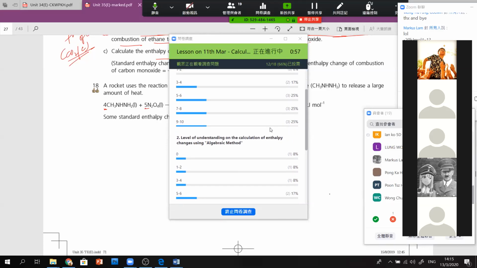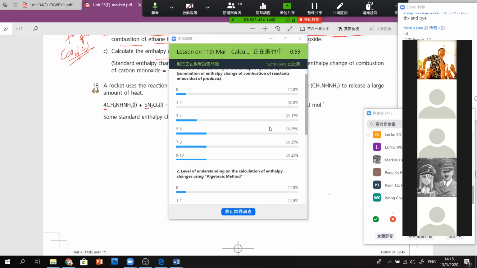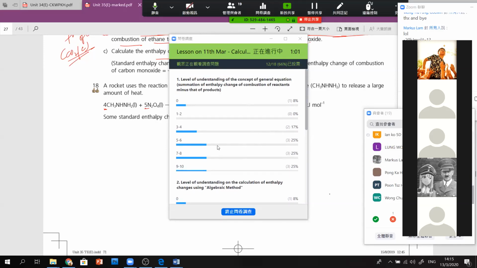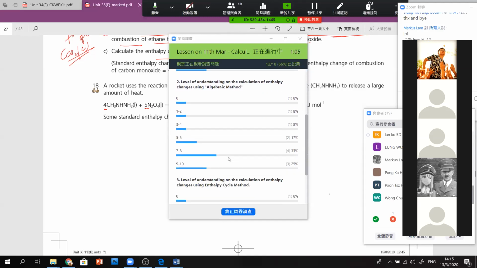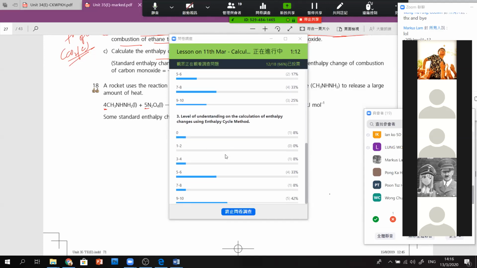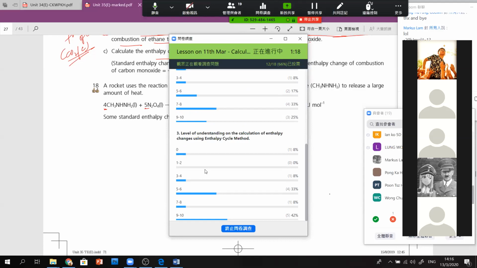Yes, we have got this. And algebraic method, using the mathematical formula, 3 to 10. Algebraic formula, 7 to 8 mainly. 9 to 10, here comes more 9 to 10. How about enthalpy cycle? Yes, the more I draw, I find that the more confidence you will have, right? While 1 or 2 students who just try to make sense of what is that, don't worry. Okay, I will give you a chance to come up with this.